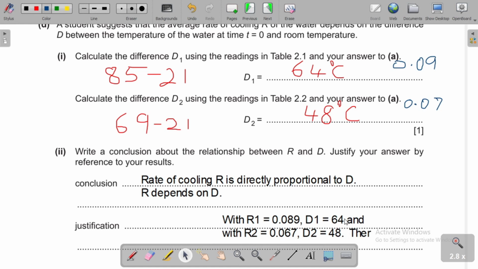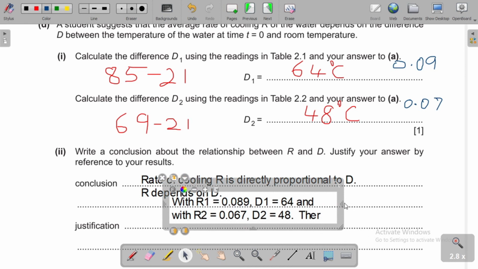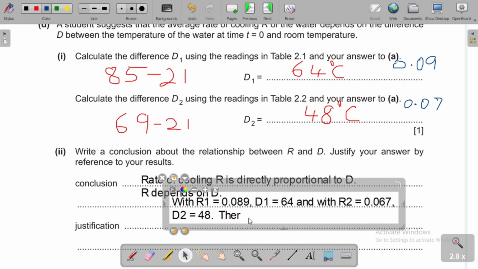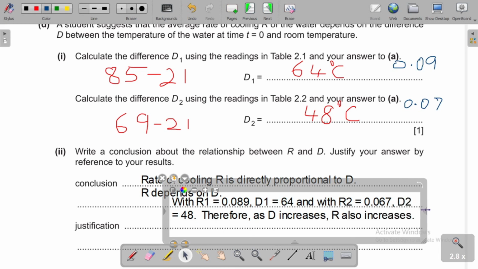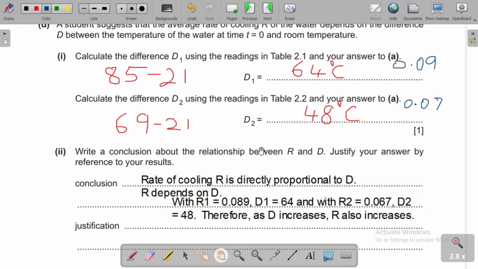Therefore, as D increases, R also increases. Yes, I think this should be enough justification for us.